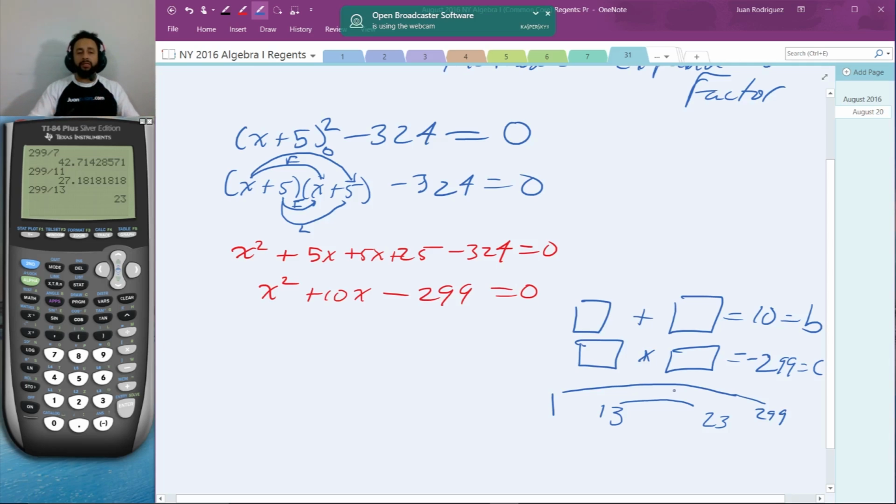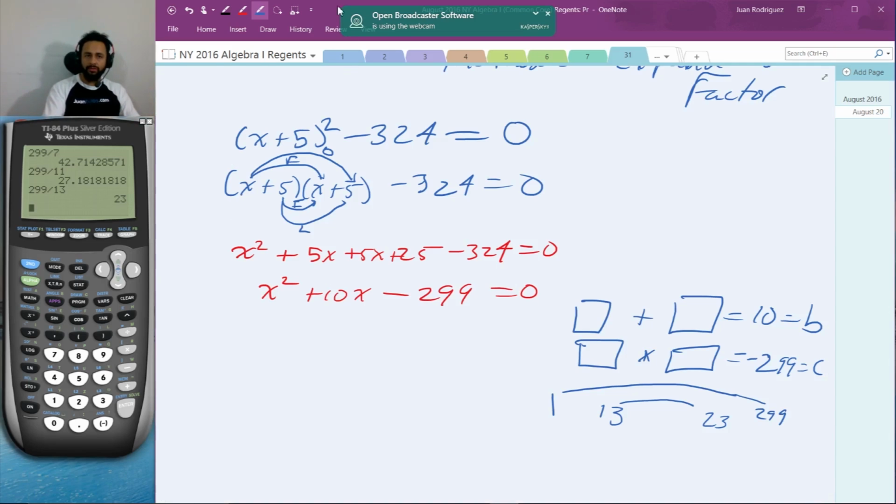So we're done. But there is a reason why we could stop at 13 and 23. 13 and 23 are both prime. So this is actually the prime factorization of 299. And once the factors are two prime factors, that's it. That's the factor pairing. It's either 1 and 299 or the two primes, 13 and 23.